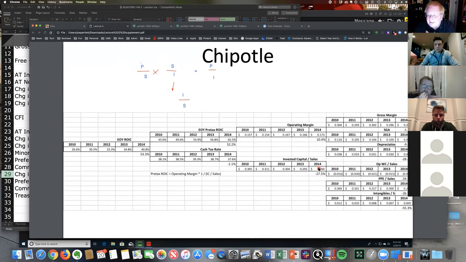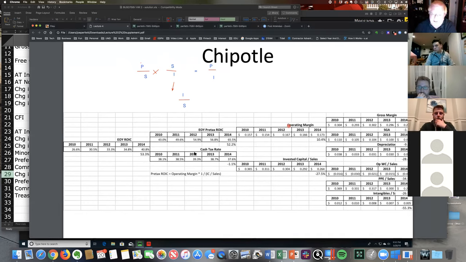And you can see that in their numbers. They were driving sales much faster than investment was going up. At the same time, they were making better margins. So all three were working for them. Taxes had the least impact. And that's what I want you to understand.